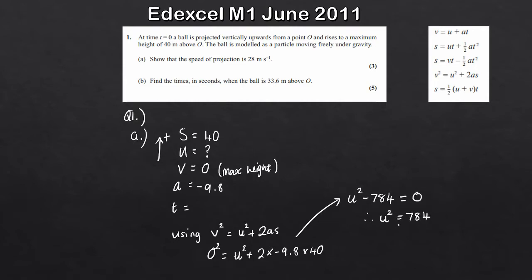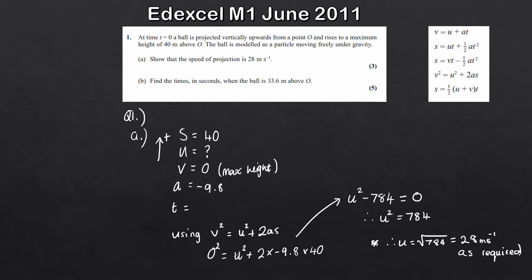And then at this stage, I can take the square root of both sides. Obviously, I can't take the negative solution here because we can't have an initial velocity which is negative. That doesn't make sense. So in that case, U is the square root of 784, which you plug into your calculator and it gives you 28 meters per second. Okay, which is exactly what we want to show. The speed of projection is 28 meters per second, as required. So that's the first part done.